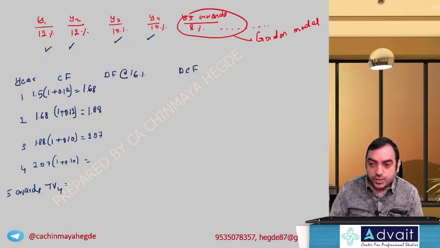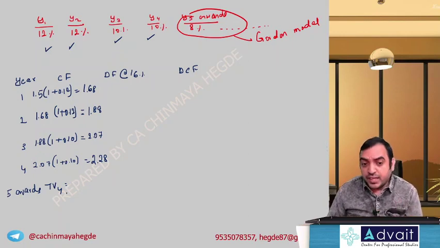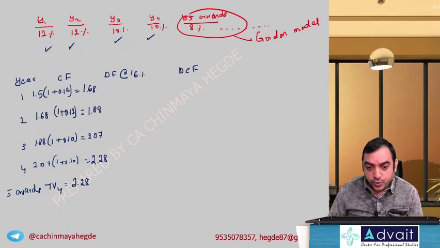2.07 into 1.1, 2.277, okay, round it off, 2.28. And D4 means D5 by K minus G, and D5 is nothing but D4 into 1 plus G, 2.28 into 1 plus constant growth rate, this number 8%, 0.08 divided by K minus G, 0.16 minus 0.08. Write the formula if you want for your reference purpose.